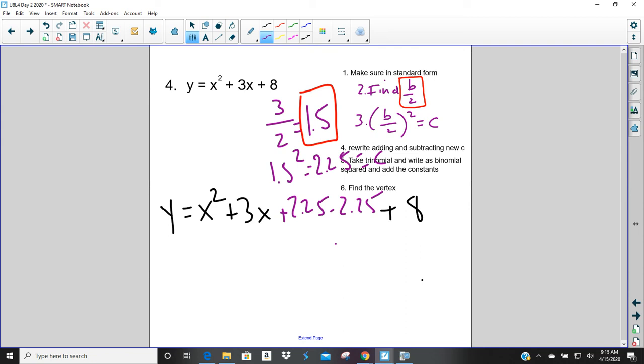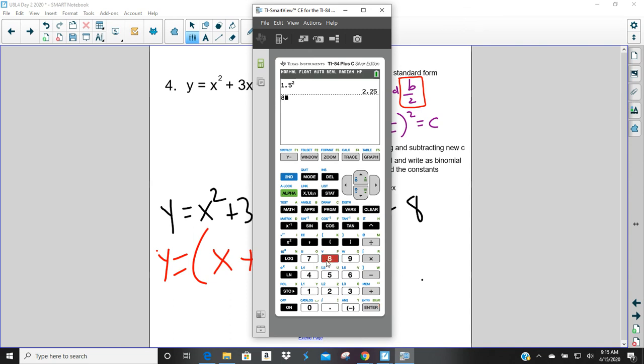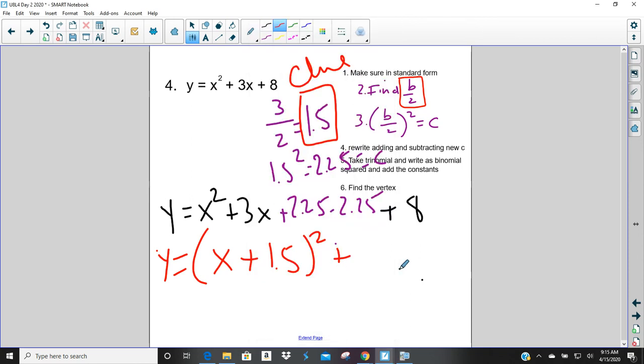Okay. So now let's do our y equals our binomial squared. What's it going to be? I'm not even going to think about it. It's going to be x plus 1.5 squared. How did I know that? I knew it from my clue. I didn't need to do any other work with that. That's all I have to do. 1.5 squared. And then what am I left over with? I'm left over with 8 minus 2.25, which is 5.75. So I come here and I write 5.75.